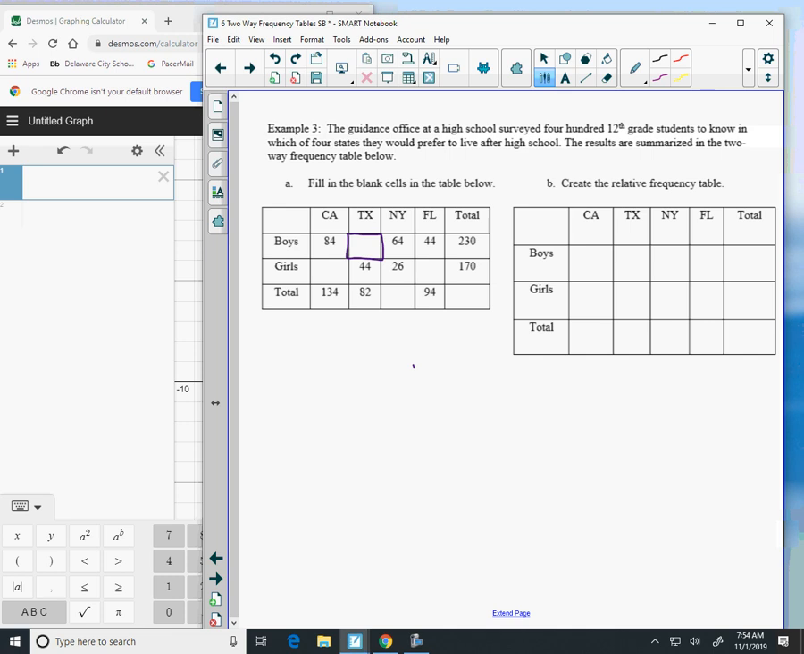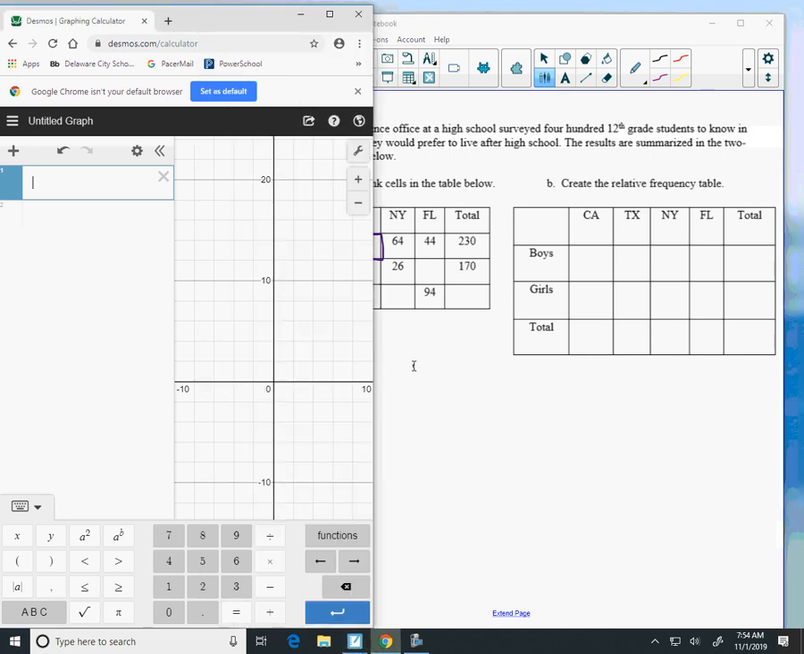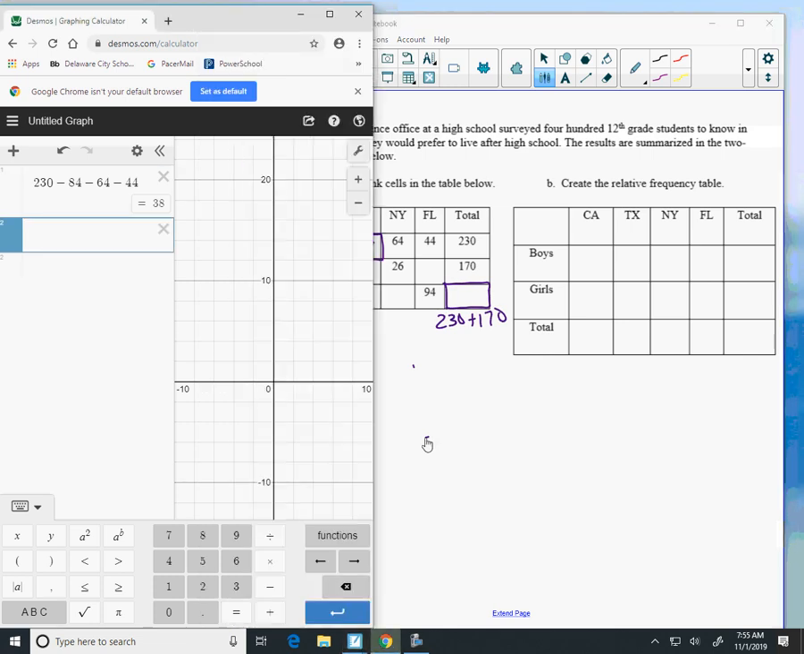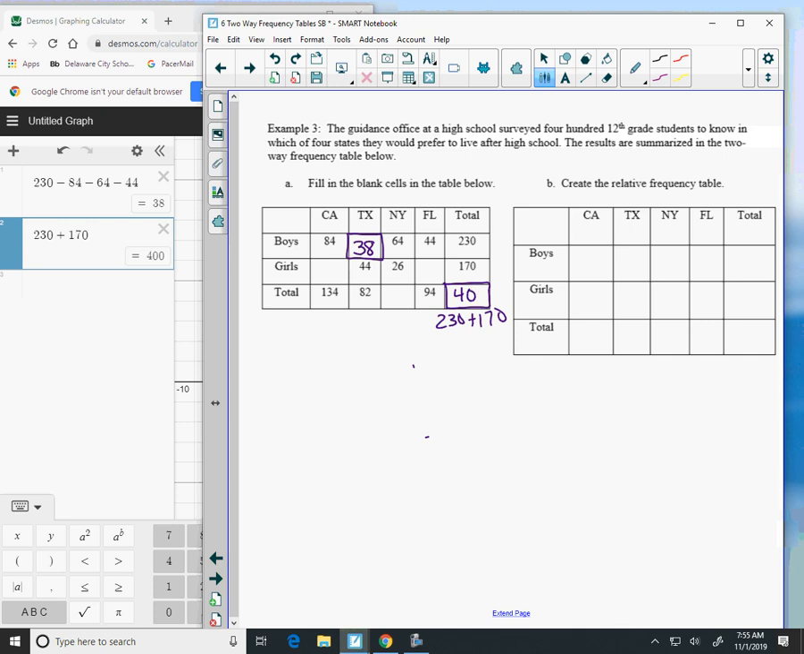So I'm going to do 230 minus all the other points that we have there. So 230 minus 84 minus 64 minus 44, and that is 38. All right, now that we have that piece of data, that kind of fills in things for us. We can also find our big total by adding the 230 and the 170. Need a plus in between there. And so we pulled 400 students total.